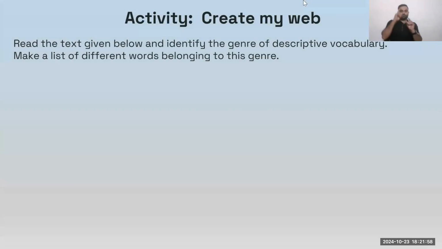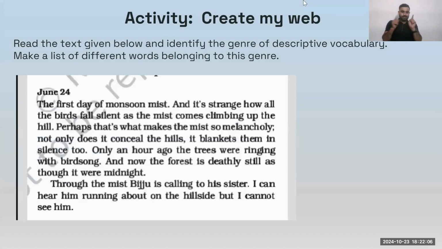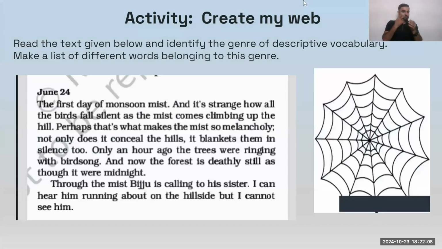So again, it's time for a small hands-on activity. All of you in your chat box will be able to see a small excerpt. Can we have that on screen as well? Thank you. So this is a small excerpt taken from a chapter. Any idea? Please guess the chapter if you know. Those who are teaching grades 6 to 8 might be able to recognize this. This is the excerpt taken from the chapter A Short Monsoon Diary from grade 8 by NCERT.